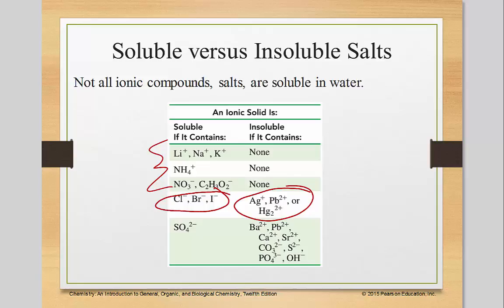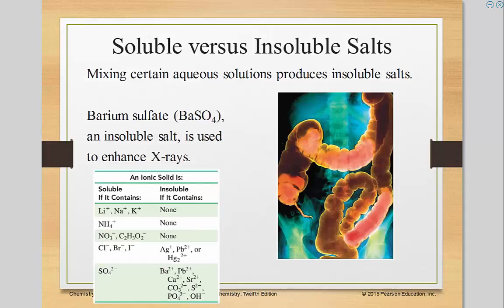Same as sulfate. For instance, if you are having an upper GI, you might have to drink some solution with barium sulfate. If we look here, here's sulfate. It's typically soluble unless it contains barium. That makes it an insoluble salt.